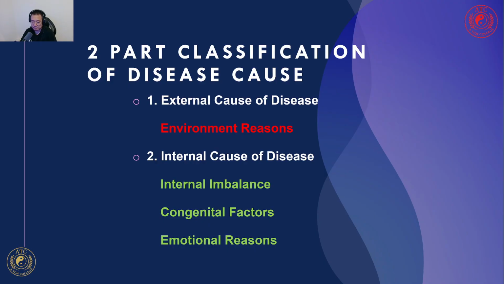And third is very popular and nearly everybody accepted it, emotional reasons. Emotional causes is key reason, key causes of the internal course of disease. So the environmental reasons count relatively small part of the diseases. It's like the chronic diseases, the modern diseases count far more than the environmental attacks.